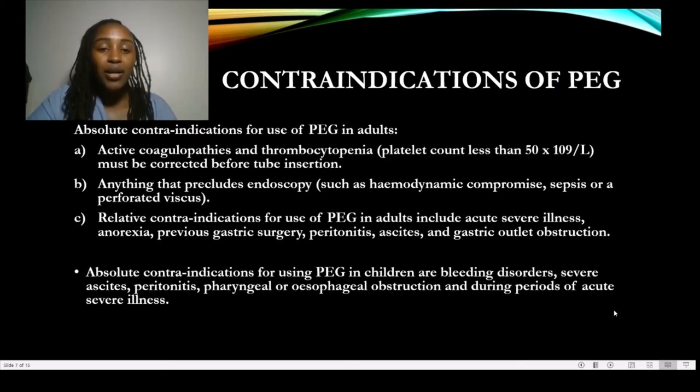Okay. When it comes to the absolute contraindications for using PEGs in children, this includes the bleeding disorders like we had spoken about in adults, then severe ascites, peritonitis, pharyngeal and esophageal obstruction, and during periods of acute severe illness. For this reason, the patient will probably require total parenteral nutrition because they may not be able to benefit from PEG for feeding options.